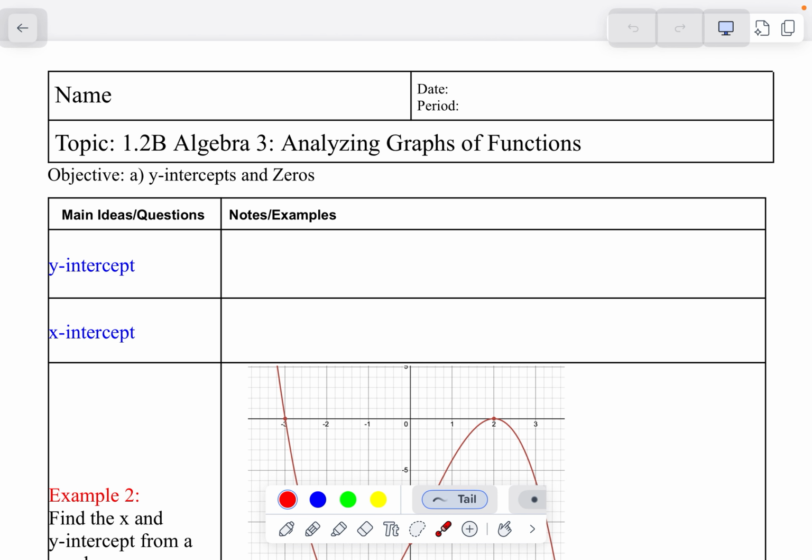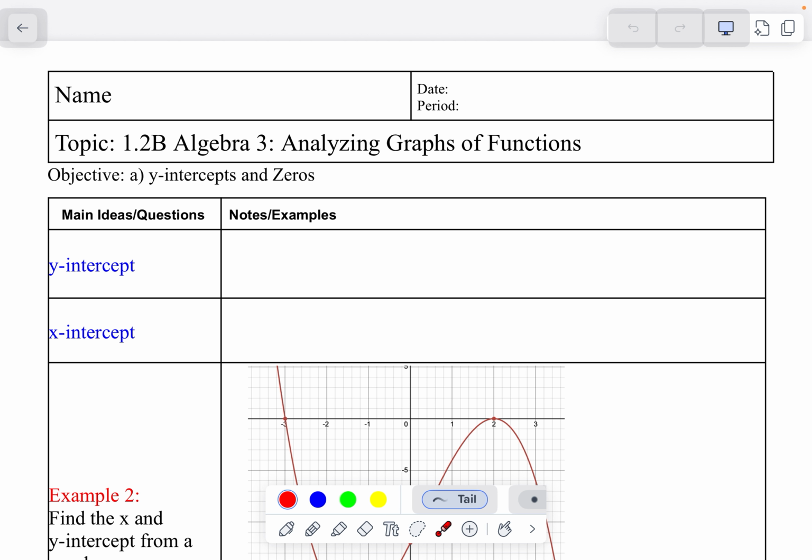Okay, so 1-2b is about intercepts and zeros, as I said. See if I get this moved over so you can see a little better. Okay, so there are some definitions that we need to know if we're talking about intercepts.